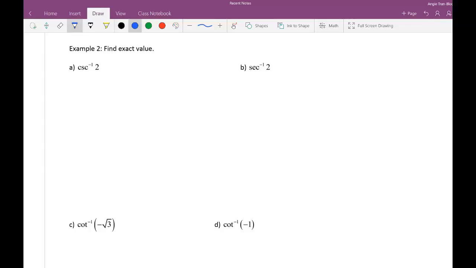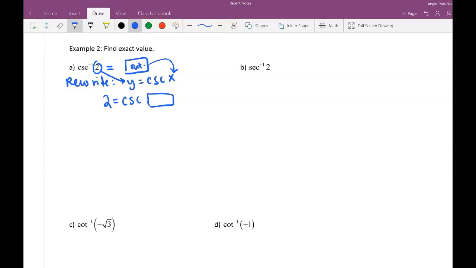Just like what we did in class, and at first anyway, we went very slowly. So what I'm going to do first is say, hey, cosecant inverse of 2, in theory, should have an answer. Maybe it's undefined, maybe there's an answer that we can find. So the first thing is I'm going to rewrite this piece in this form: y equals cosecant of x. This is now the output of an inverse, which means it becomes the input of the regular function, and this is now the output. So this is really 2 equals cosecant of what angle?